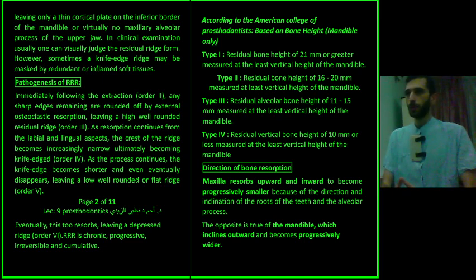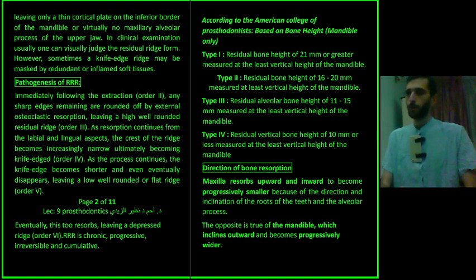Type 3: residual alveolar bone height of 11 to 15 mm, measured at the least vertical height of the mandible. Type 4: residual vertical bone height of 10 mm or less, measured at the least vertical height of the mandible.